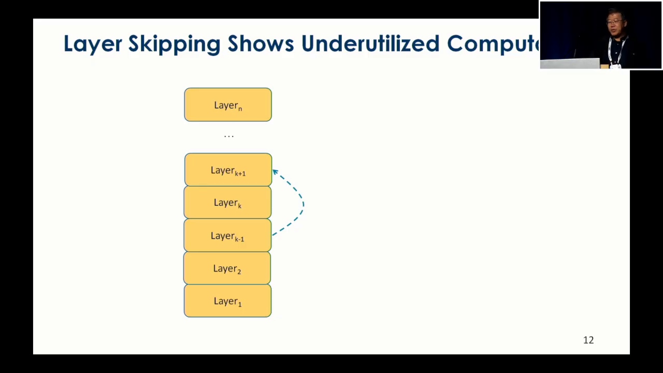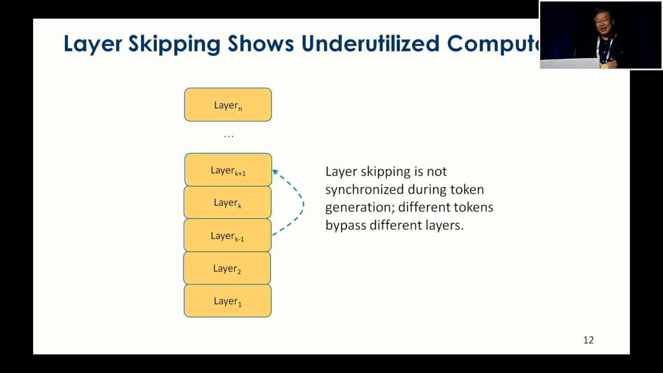So we developed the technique, then we would like to see whether it really can achieve speedup if we put it into batch mode. And we found, unfortunately, that when we skip those layers dynamically, the skipping is not synchronized during token generation. Different tokens bypass different layers. So if you want to do token generation in batch mode, it cannot leverage this skipping method to improve performance. However, this layer skipping shows that there is underutilized computation in the transformer.